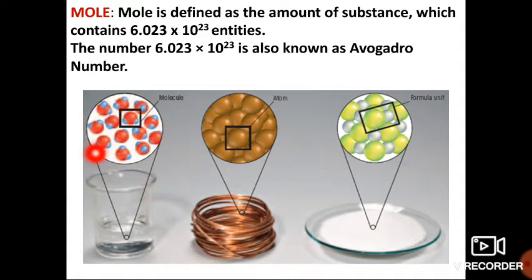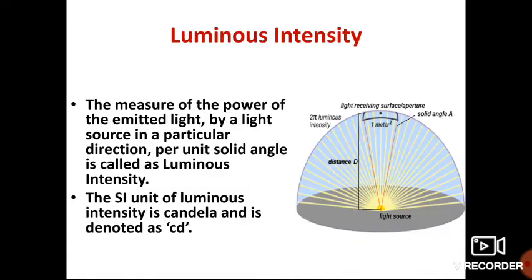6.023 into the power 23 entities. Okay. The number 6.023 into the power 23 is known as Avogadro number. So Avogadro number means what? 6.023 into the power 23 particles. Clear? Next one, luminous intensity.